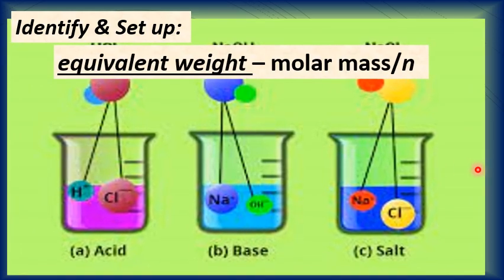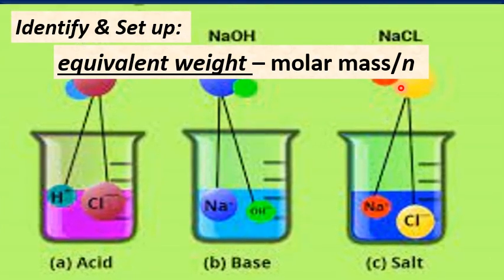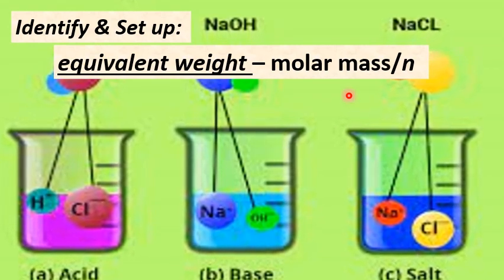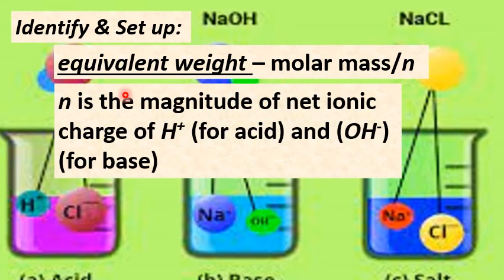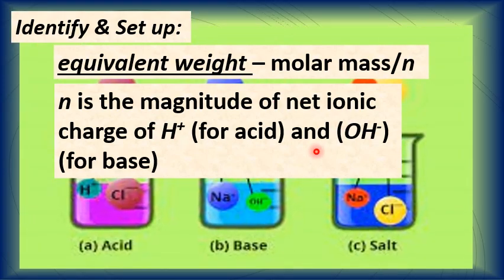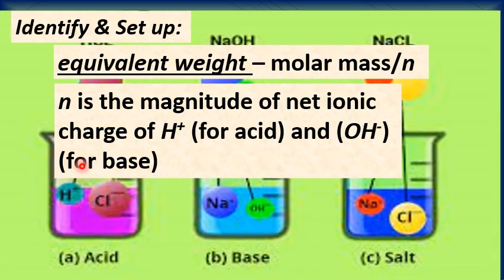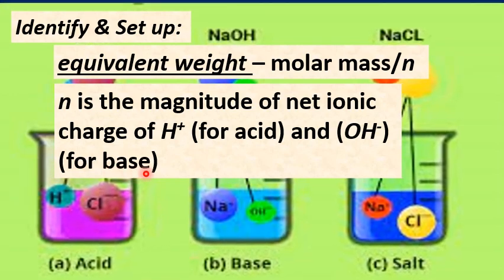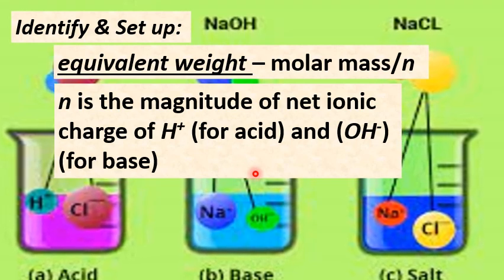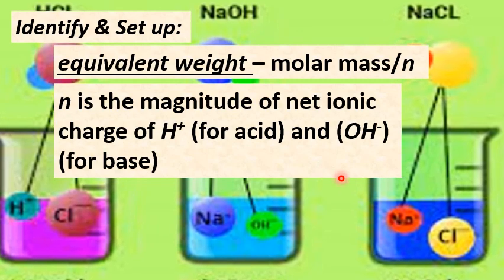And equivalent weight is simply the molar mass of the solute divided by a number expressed as small letter n, which is the number of equivalents or the magnitude of the net ionic charge of the hydrogen ion, that is, if the solute is an acid, and the net ionic charge of the negative hydroxide ion if the solute is a base.